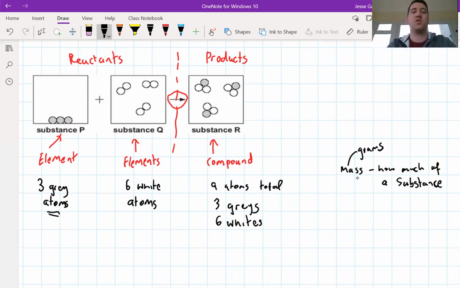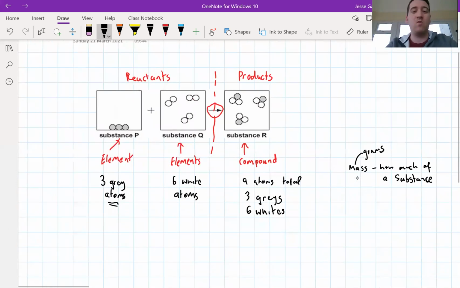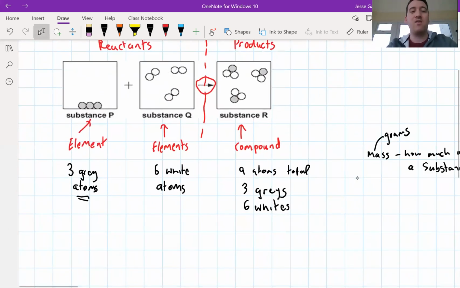Also, if atoms got destroyed in chemical reactions, then the amount of matter in the universe would be getting less and less and less. And over the billions of years that the universe has existed, all the matter would eventually disappear. And that is not actually what's happening. What happens is that the amount of matter remains unchanged.